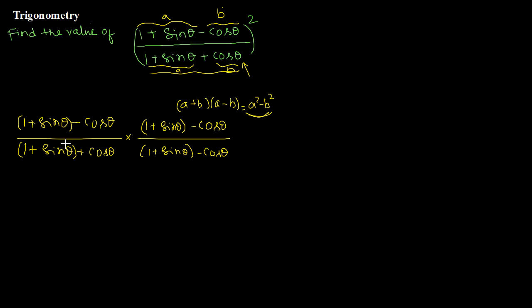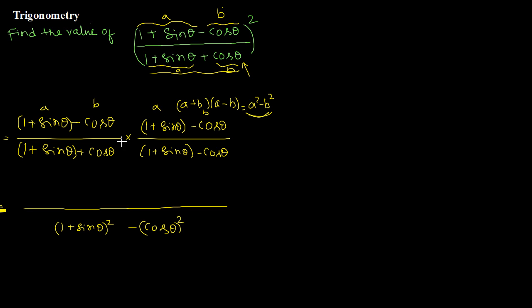Let's verify. If I cancel this, the value didn't change, but the bottom one looks like a plus b, a minus b. So a plus b into a minus b gives me a square minus b square, which is 1 plus sine theta whole square, that is a square, minus cos theta whole square, that is b square. The top one looks like a minus b, a minus b, which is a minus b whole square, which by the identity is a square plus b square minus 2ab.